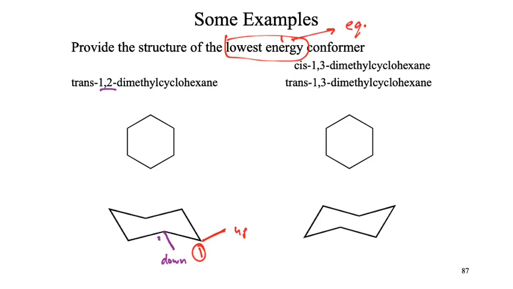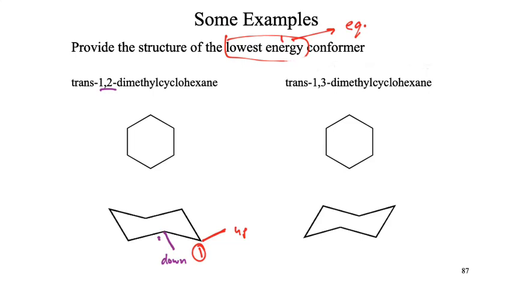Up and down, that would be trans. Cool, that actually worked out okay. Right? I have one going up, one going down. Fantastic. And I drew it in my lowest energy conformation. Okay, so let's try the next one. Cis 1,3. Let's actually do something different. We'll keep it with trans.